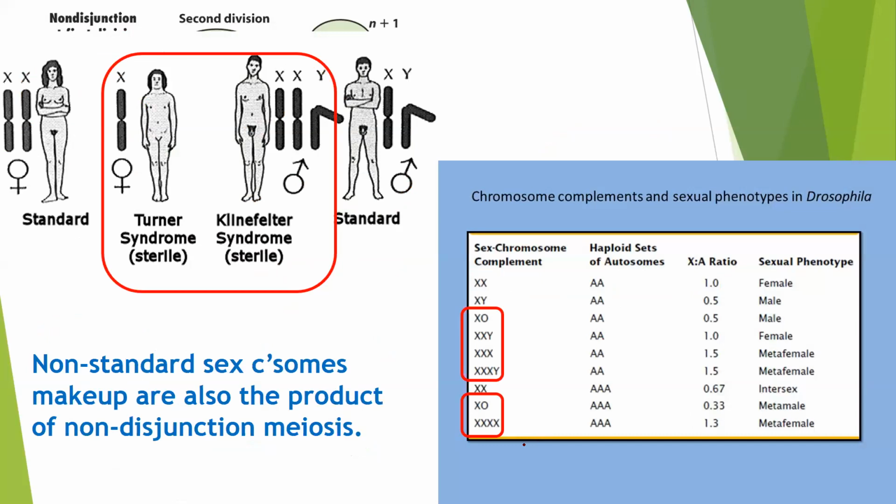Last time we mentioned there are some non-standard sex chromosome settings in humans. This kind of sex chromosome setting, either XO or XXY, is caused by non-standard sex chromosome makeup that is the product of non-disjunction in meiosis. So I hope this is clear.